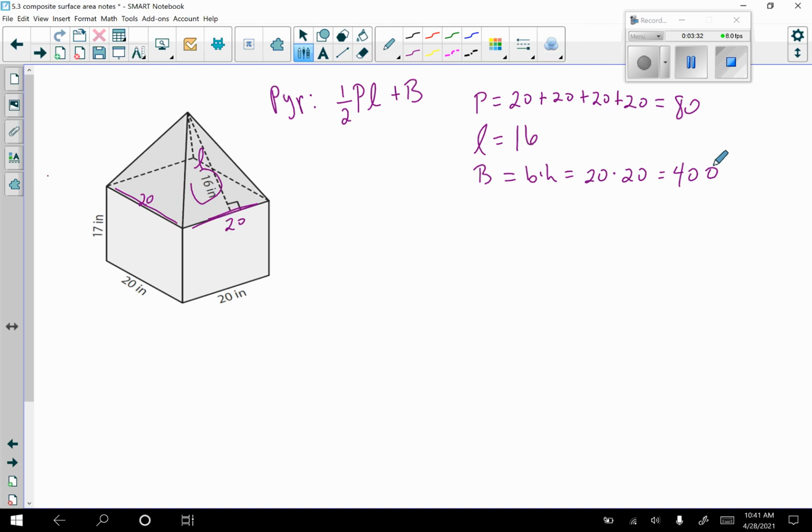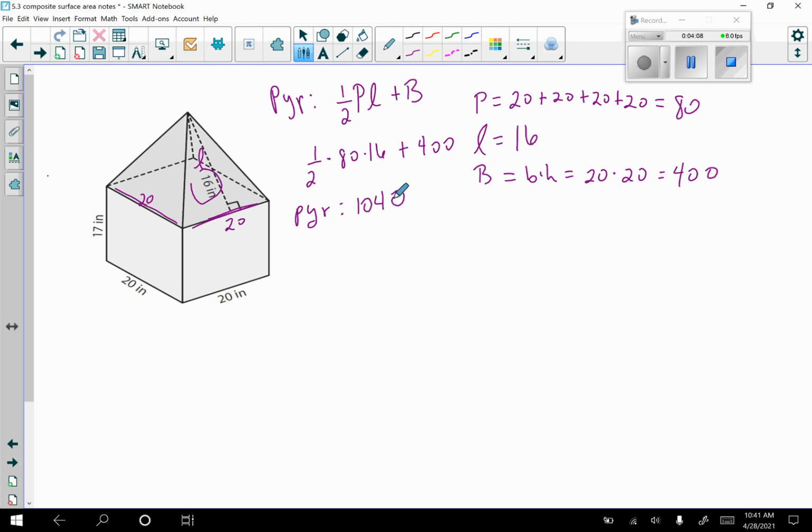Now we'll just plug in. The surface area of our pyramid is going to be 1/2 times our perimeter, which is 80, times our slant height of 16, plus 400. Let's go ahead and type that in. We will do 80 times 16, and then we only want 1/2 of that, so I'm dividing by 2, plus 400. So it's 1,040. So the pyramid is 1,040 inches squared for our surface area.